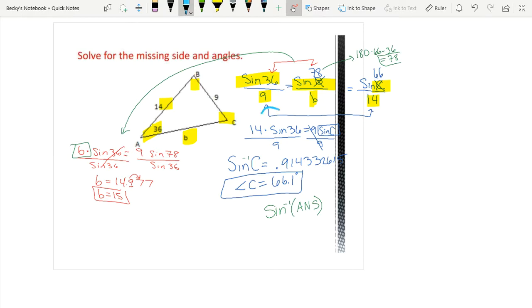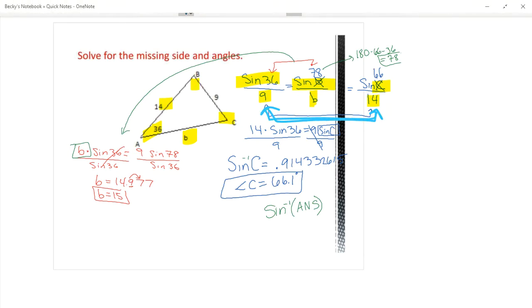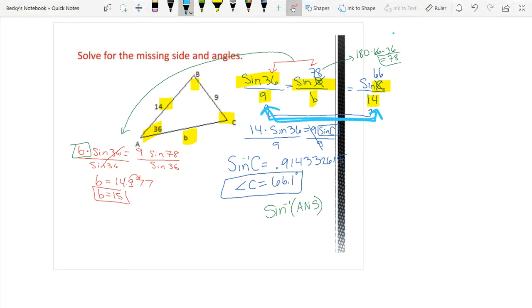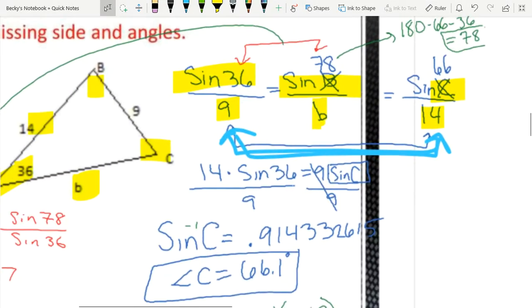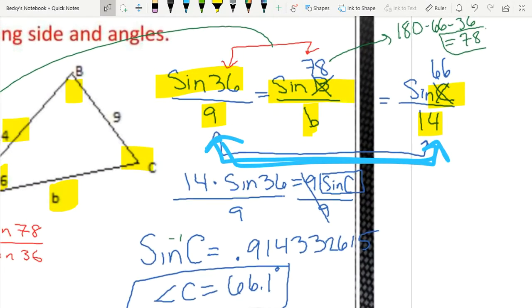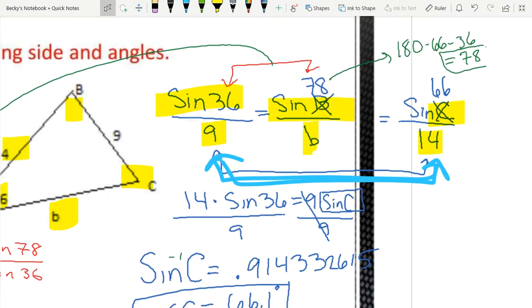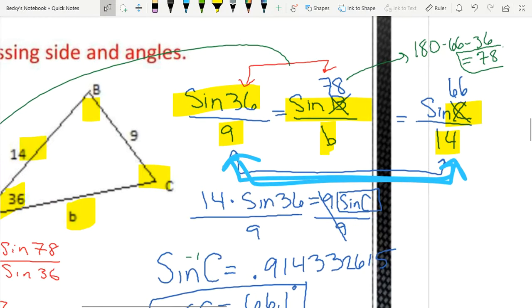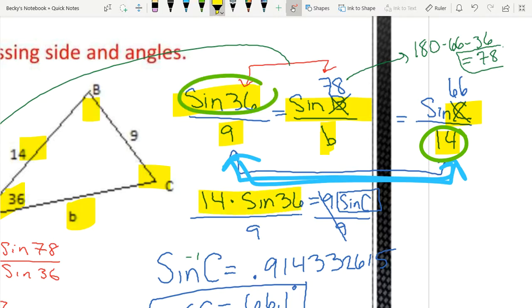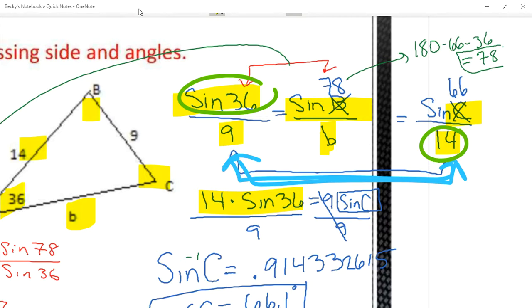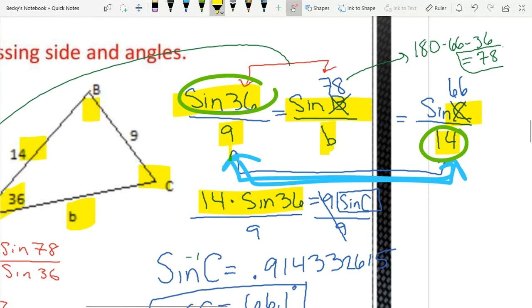So the first thing I did is I cross multiplied the first and last together. So let's zoom in and see what I did here. So the 9, let's start over here with the 14. The 14 is being multiplied by sine 36. And that's what I did down here. And that equals the 9 times sine C.